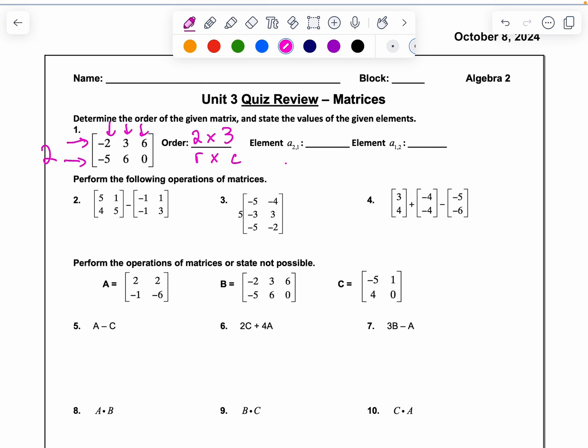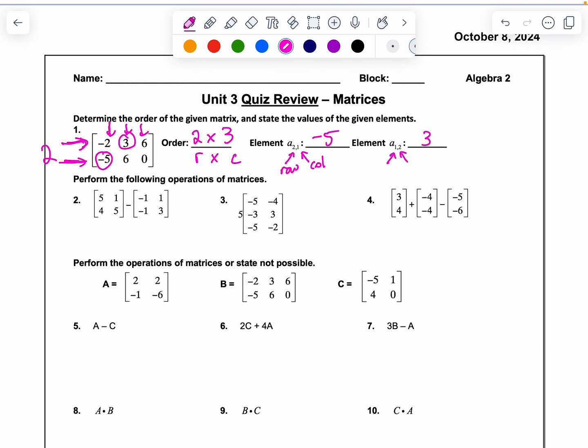For an element, the first number is telling you the row, the second number is telling you the column. So for the second row, first column, I'd go second row, first column, and that gives me -5. This one we've got first row, second column. So if I go first row, second column, I've got a 3.